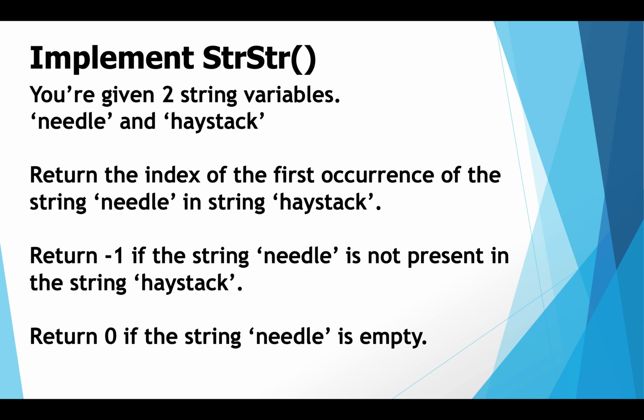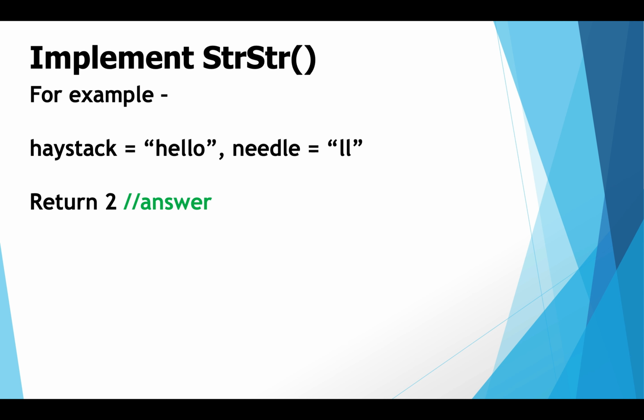Basically, we have to write a function that implements the functionality of the strStr function in C and the indexOf function in Java. For example, the haystack string variable contains "hello" and the string variable needle contains "LL". So your program must return 2. As you can see, the string LL is present in this string hello and its occurrence starts at index 2.